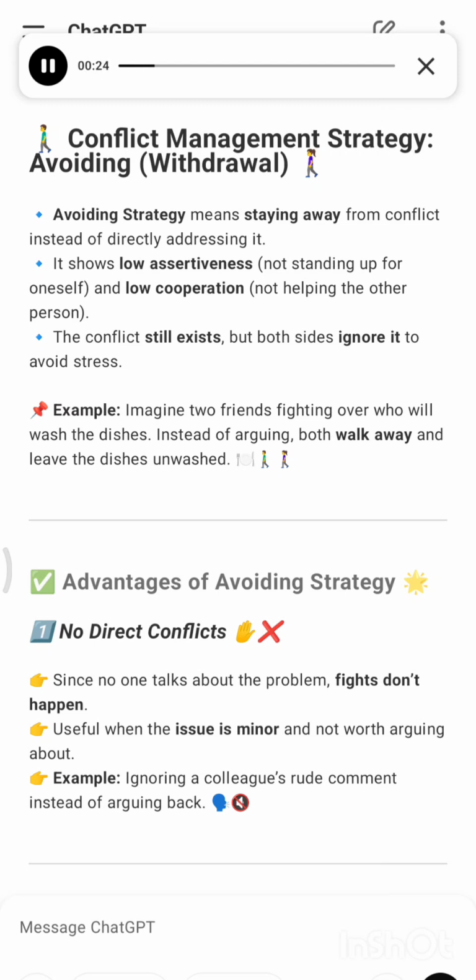Example: imagine two friends fighting over who will wash the dishes. Instead of arguing, both walk away and leave the dishes unwashed.